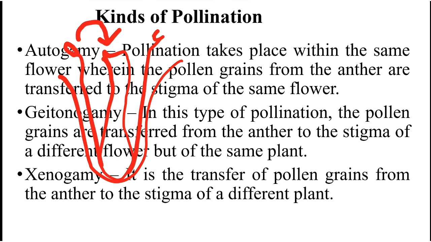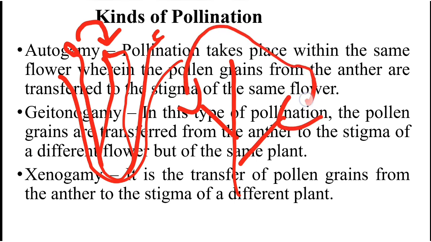or most commonly called self-pollination. Next category is geitonogamy. In this type of pollination, pollen grains are transferred from the anther to the stigma of a different flower born on the same plant. It is a flower, it is another flower. Pollen grain will be transferred from one flower to another born on the same plant.